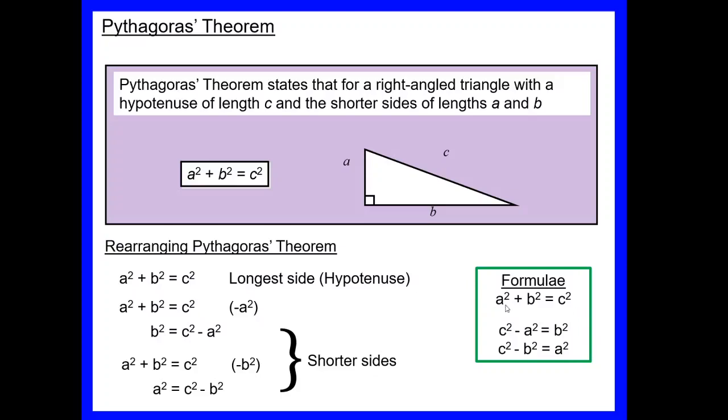So remember, if I've got two short sides and I want something that's bigger, adding is going to make things bigger. So it makes sense to square and add the short sides to get the long one. If I want something smaller, a smaller side, subtracting makes things smaller. So starting with the longest side and subtracting the squares of one of the shorter sides will give me a smaller number.